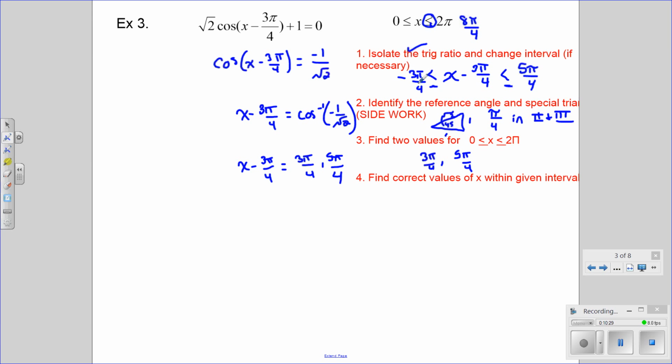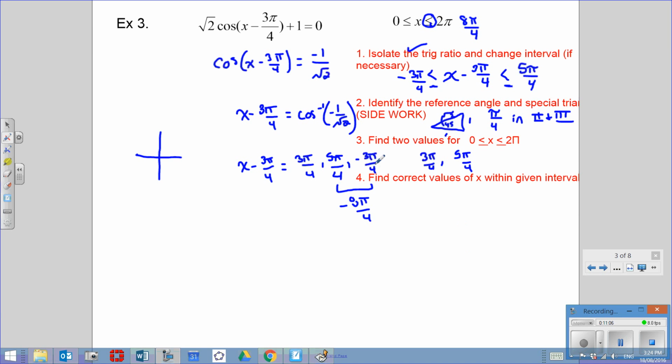So now let's try to go to the left. If I subtract 2 pi, where would I wind up? If I subtract 2 pi, I will be able to include negative 3 pi over 4. So we've got negative 3 pi over 4, because if we start at 5 pi over 4 and subtract 2 pi, 8 pi over 4, we'll get negative 3 pi over 4.